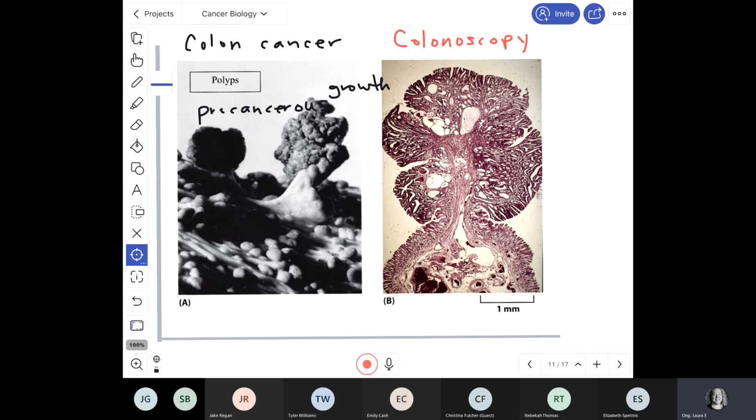So over here we can see this is the normal appearance of the lining of the large intestine, the colon. That's the normal epithelium. But then up in here, the polyp is not having the normal structure or function of colon lining, and this would be precancerous.